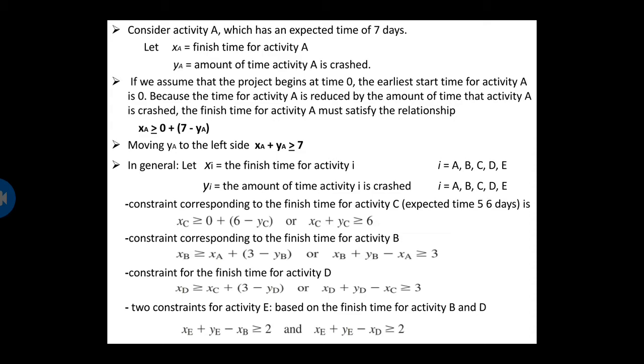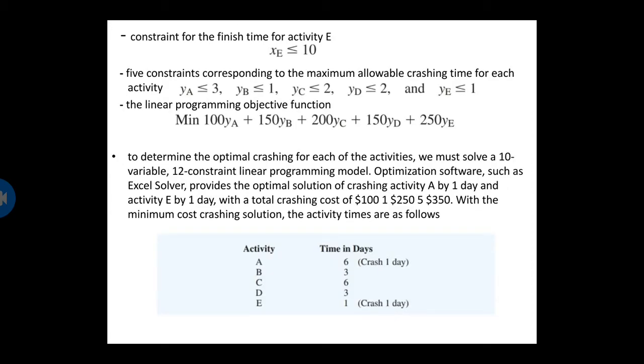Finally, we consider activity E. The earliest start time for activity E equals the largest of the finish times for activities B and D, because the finish times for both B and D will be determined by the crashing procedure. We must write two constraints for activity E, one based on the finish time for activity B and one based on the finish time for activity D. Recall that the current production levels make completing the maintenance project within 10 days imperative, so the constraint for the finish time for activity E is x sub E less than or equal to 10.